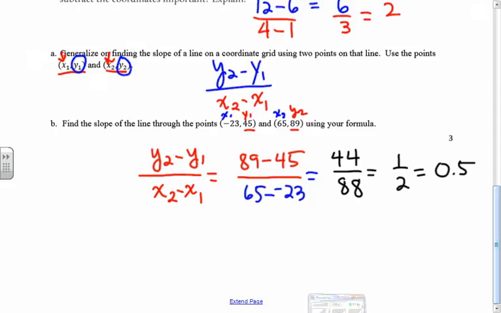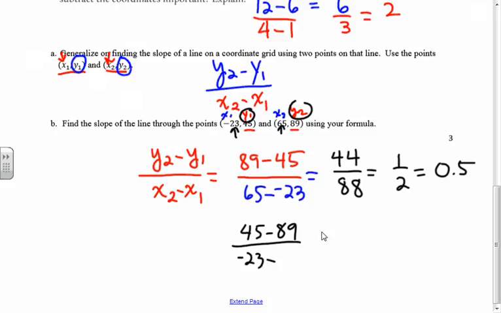Now, just to prove that you'll get the same thing if you go the other way, I'm going to switch these around and use this as my y2 and this is my y1. So I'm just going to do it backwards. 45 minus 89. And likewise, I'll use this as my x2 and this is my x1. So I'm going to do that backwards. Negative 23 minus 65. And if I do it that way, I get negative 44 over negative 88. And remember, a negative divided by a negative is a positive, so I really end up with the same thing, 0.5.